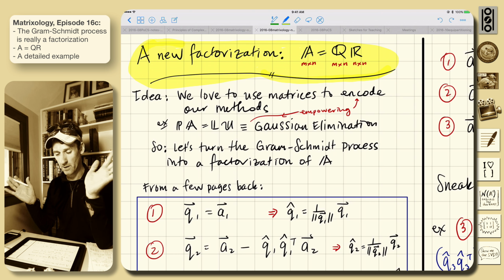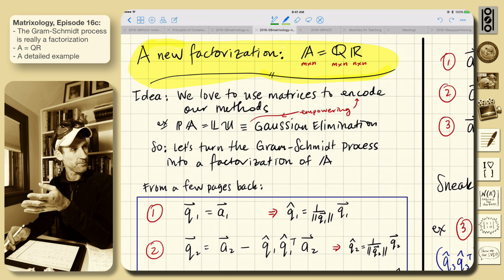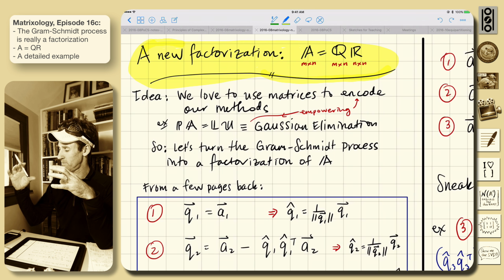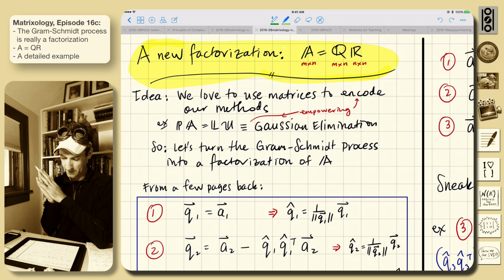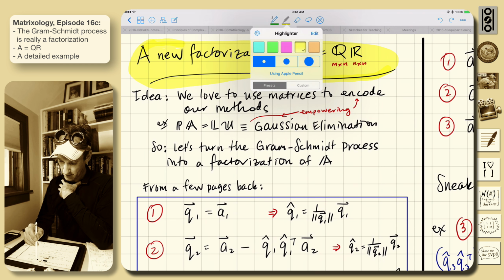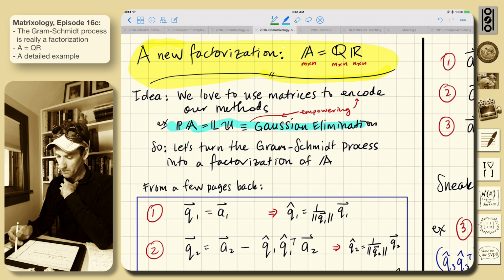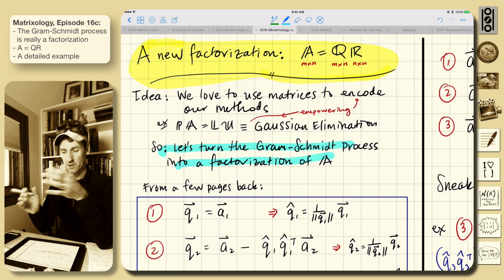There are many examples where we can describe it as a process, perhaps. Maybe it's sort of a sequence of algebraic steps, but if we can turn it into a kind of a product, a matrix that you multiply another matrix, right? That sort of makes it into a contraption, then that's pretty good. Okay. So it's empowering is the word here. We're all about empowerment in matrixology. Superpowers. Okay, Gaussian elimination. Triangle times triangle. So that's the plan. We're going to turn the Gram-Schmidt process into a factorization of A.